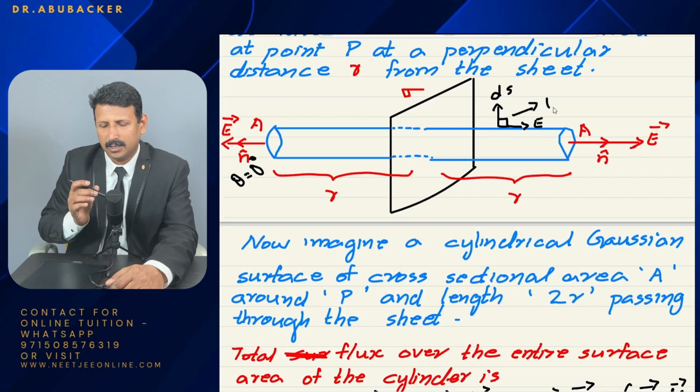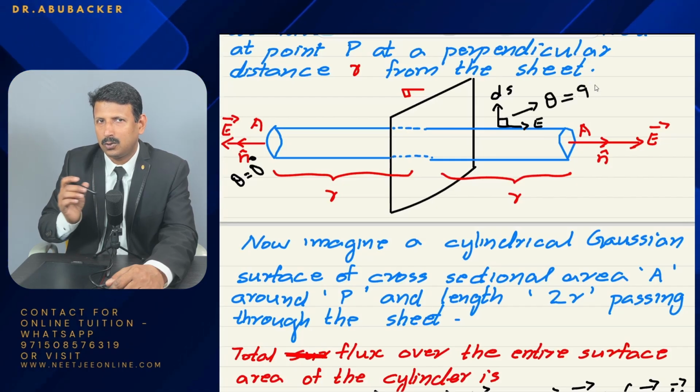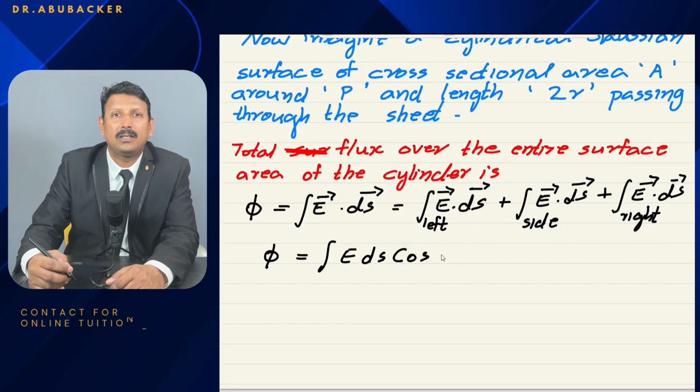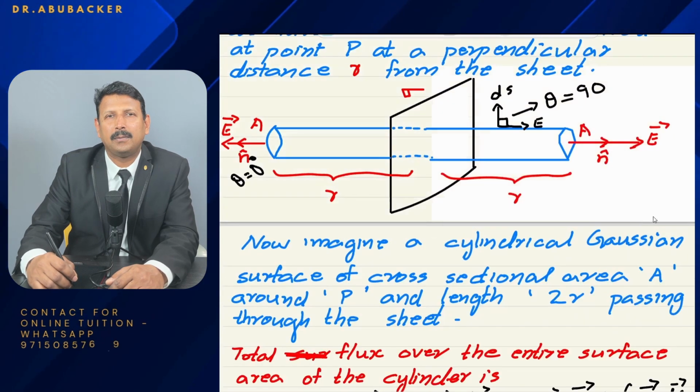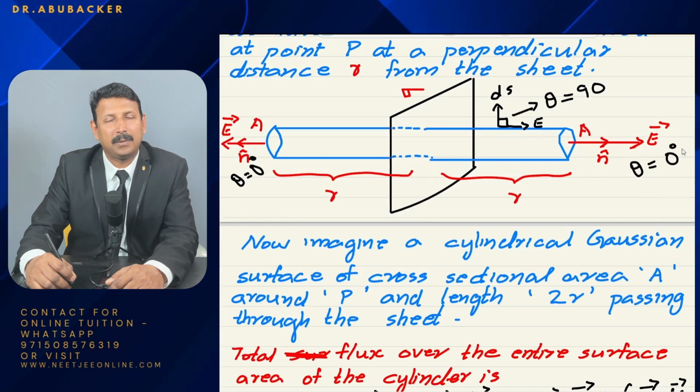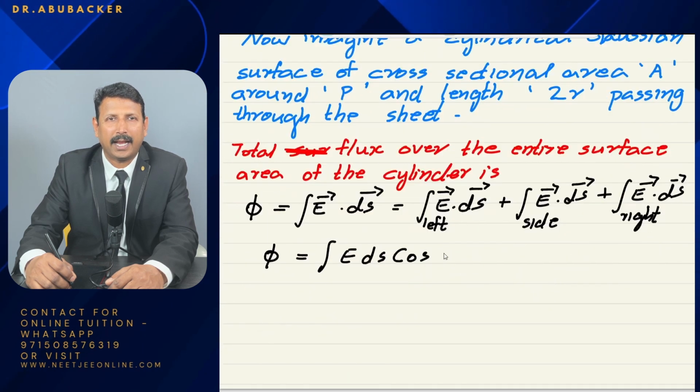That is the electric field coming towards the right in the diagram. The area vector is normal to that side surface. So the angle between them is 90 degrees, and that does not exist because cos 90 will come. On the right side, the angle between them is the same as on the left side, and it exists.